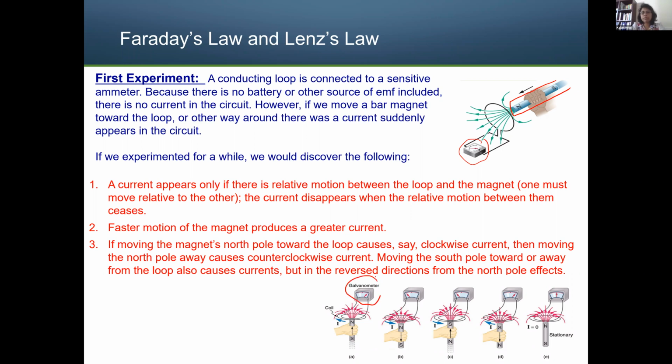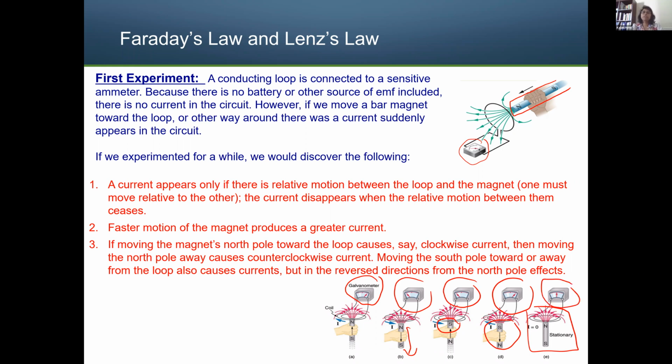I have a better diagram here. When you bring the north pole, you see the galvanometer deflection. Then he tried to move the north pole away, and the galvanometer deflected, but in the opposite direction. Then he tried to bring the south pole, and he saw the galvanometer moving in the same direction as moving the north pole away. And when he brought the south pole toward the coil, he saw the deflection to the right, similar to the north pole moving away. Then he just stopped the magnet close to the coil, and there was no deflection.